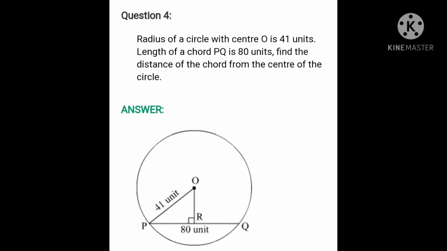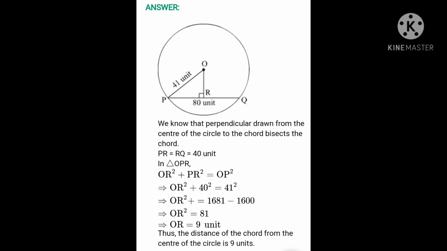Again in this triangle, that means ORP, we have to apply the Pythagoras theorem to find OR. So here in triangle OPR, OR is perpendicular to PQ by theorem. Thus the perpendicular drawn from center to the chord bisects the chord, and PR is half of PQ, that means PR is 40 centimeter. Now in triangle ORP by Pythagoras theorem, one side square plus second side square is equal to hypotenuse square. So OR square plus PR square is equal to OP square. OP is nothing but the radius.